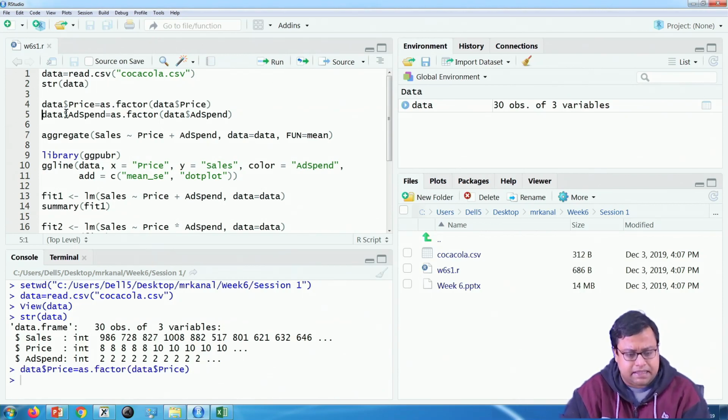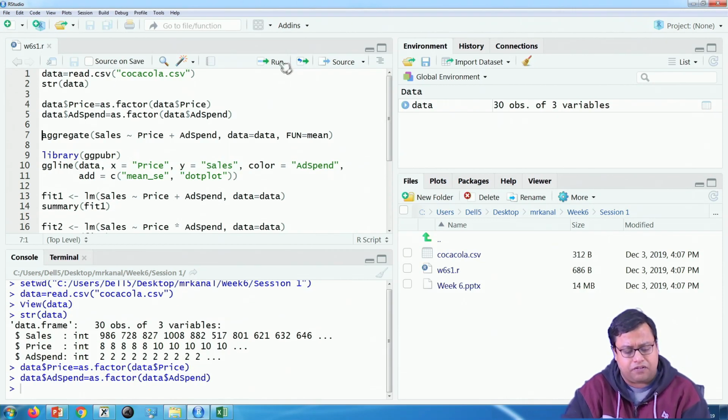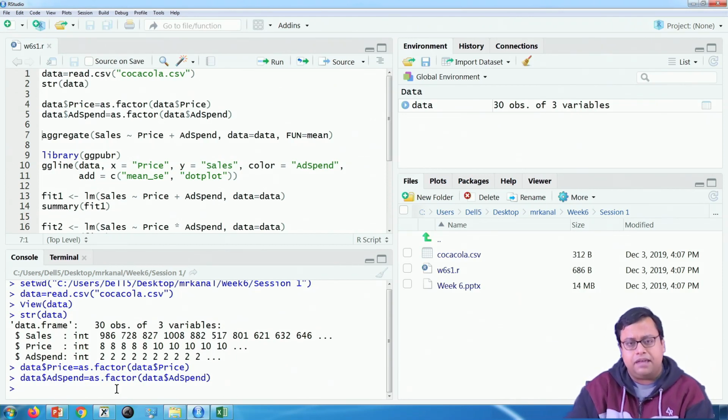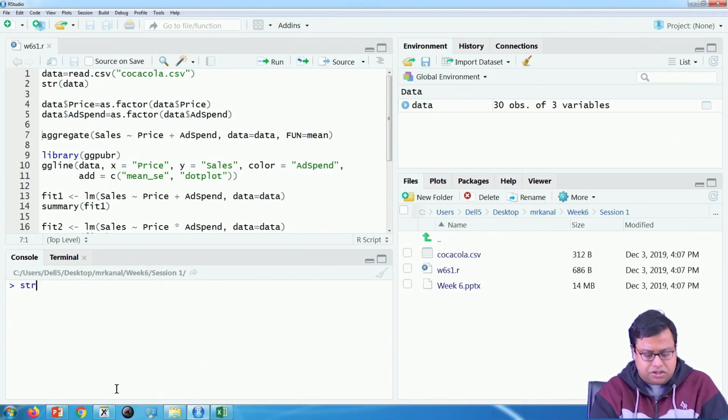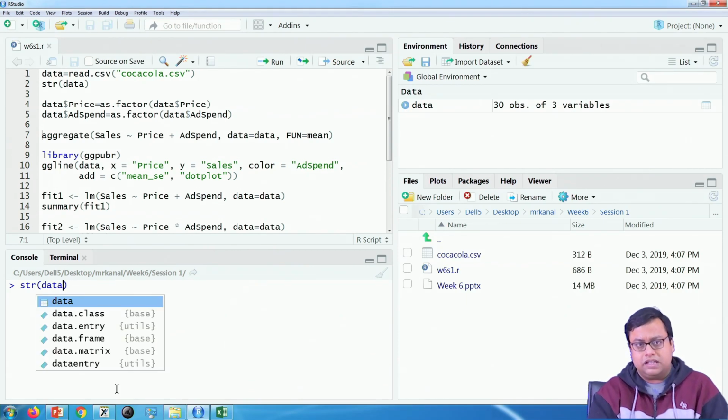Similarly, I am doing the same thing with ad spend. So, I am changing the price variable and the advertisement expenditure variable to factor form. Why? Because now they should not have any options other than the given options. So, if I want to see the structure of the data right now, I just pressed Ctrl L to clear up the console.